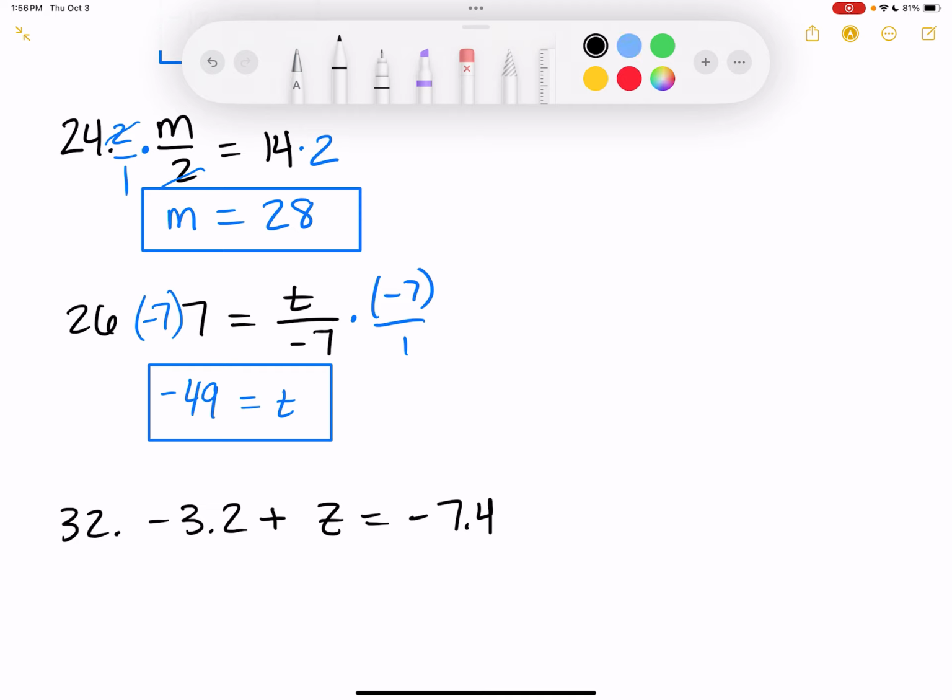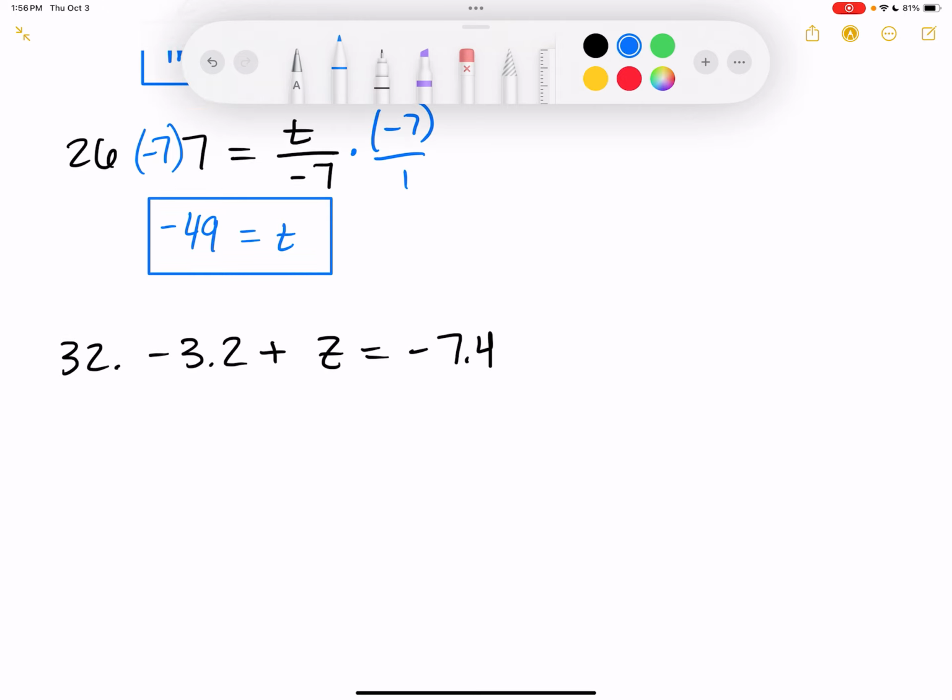So what do I have to do with this one? Add 3.2 to both sides. So I get z equals. So when we have this, I'm going to go over this because we had some issues with this, I feel like, on the test when I was grading them. When you have two numbers where one's positive and one's negative, we need to subtract the two numbers, so 7.4 minus 3.2. But then when you get your final answer, your answer is the sign of the bigger number. So my answer in this case should be negative when it's all said and done.